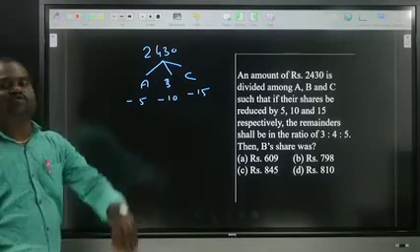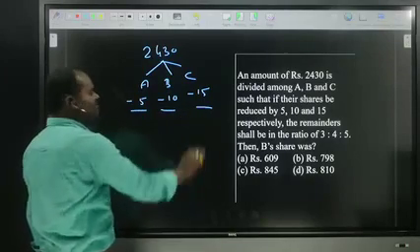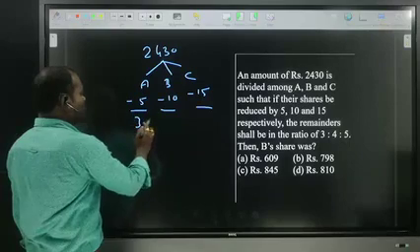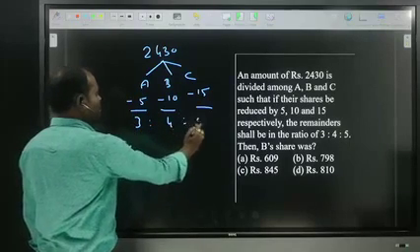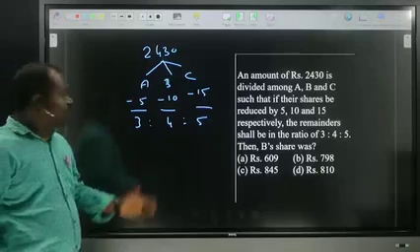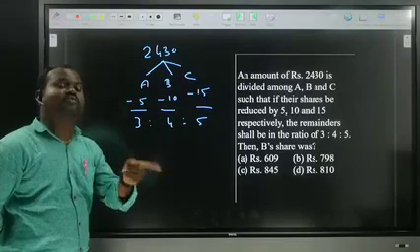After reducing, the balances are in the ratio 3:4:5. The balance is in the ratio of 3:4:5 after reduction, not before.